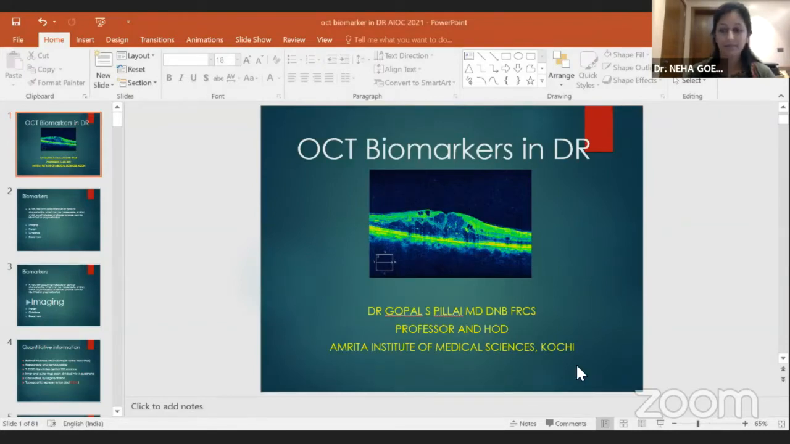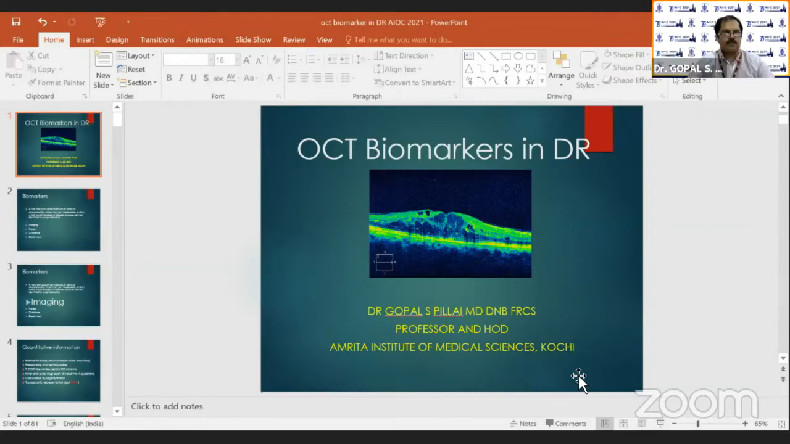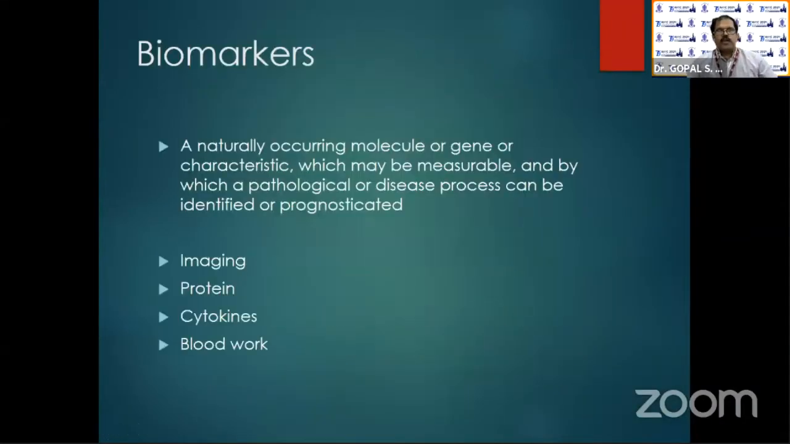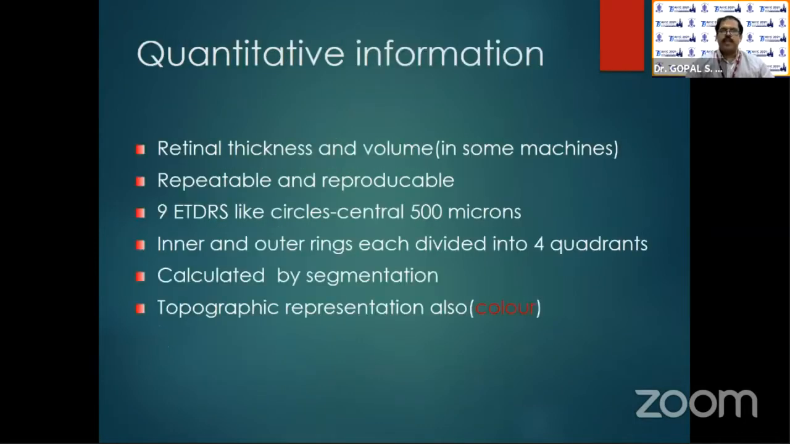What we are going to discuss today would be OCT biomarkers in diabetic retinopathy. A biomarker is a naturally occurring molecule, gene, or characteristic which may be measurable and by which the pathology or disease process can be identified or prognosticated. And here today we are looking at imaging.